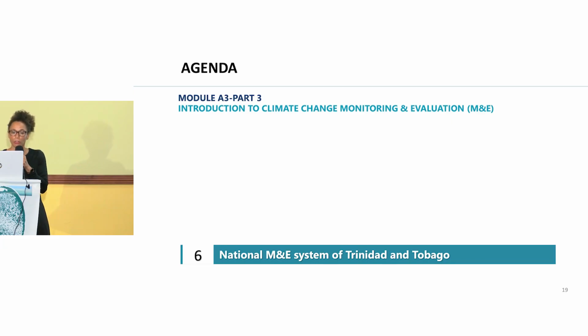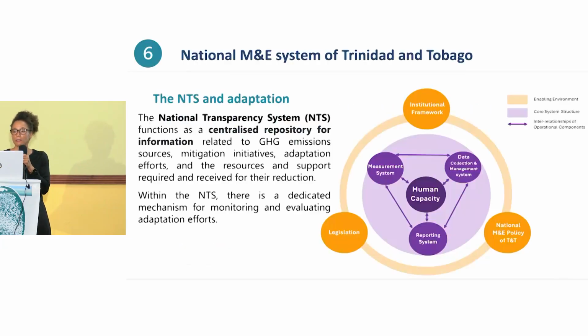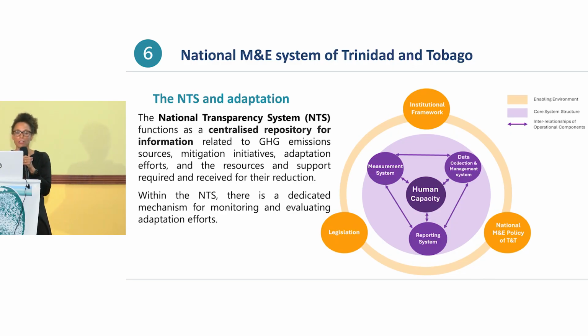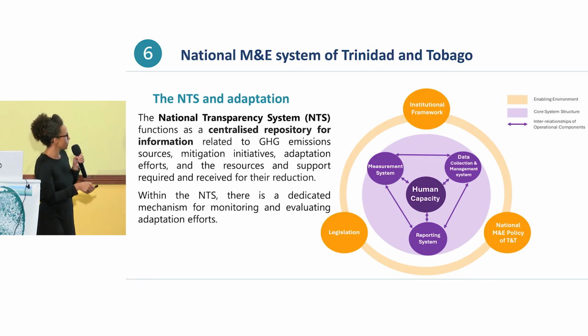With regards to the national monitoring and evaluation system, I just showed you the hierarchy. The national transparency system functions as a centralized repository for information. It enables an environment, institutionally important: legislation, and then a policy environment which allows this measurement system, the data collection and the reporting system, and very crucial, the human capacity.